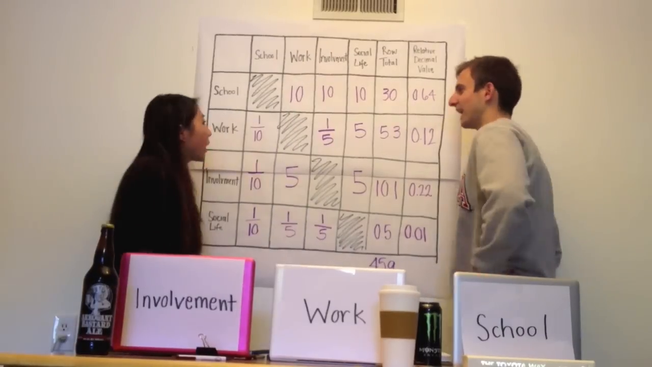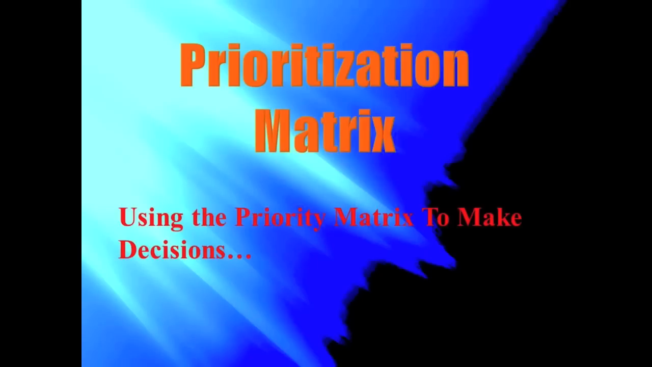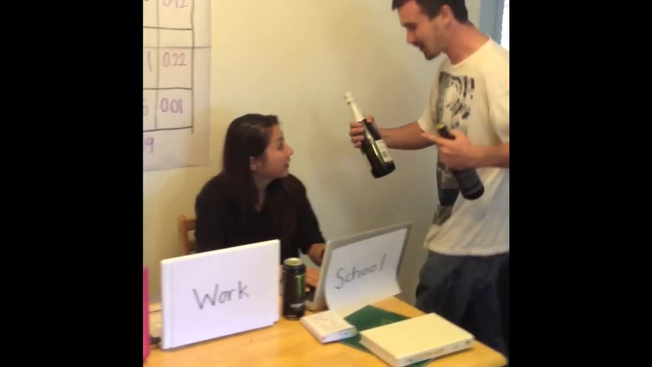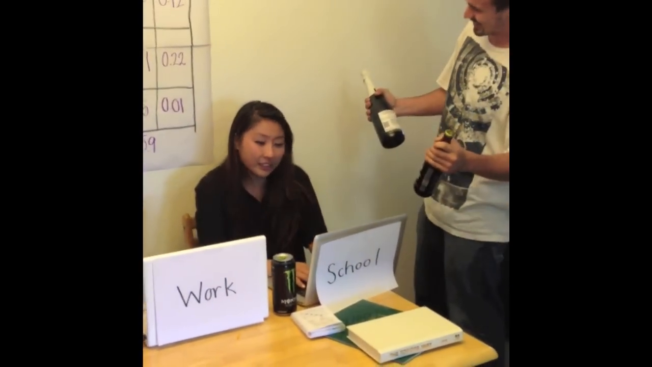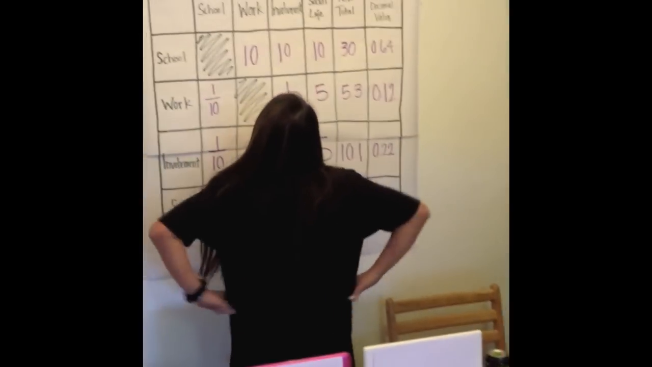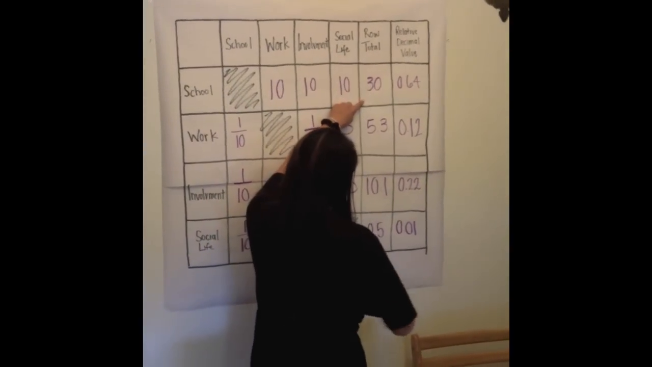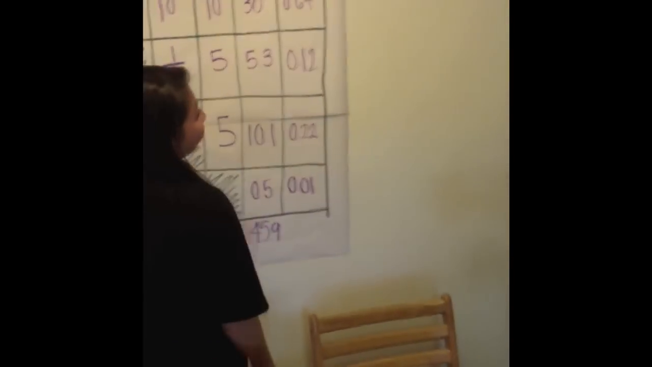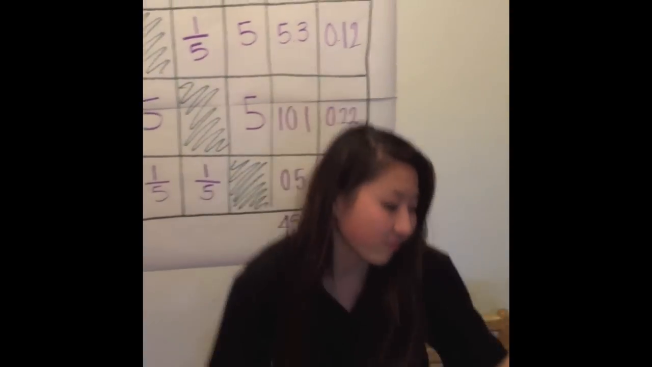Alright, Lorraine, your priority matrix is now complete. Here's how you use it to make decisions. Let's say you're doing something for school and your friend Sean invites you to go drinking with him. What do? Let's check your matrix. As you can see, school is ranked much higher than social life. So sorry, Sean, Lorraine's busy right now.